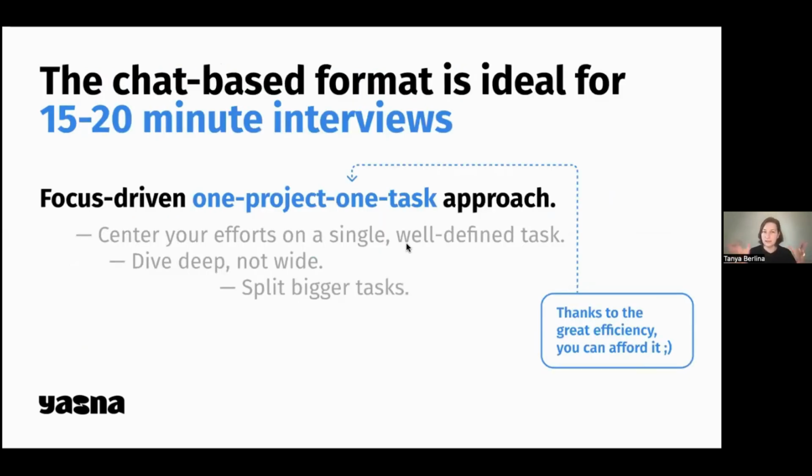As it's a chat-based conversation between an AI agent and a respondent, we believe that it is really fruitful when this conversation lasts for 15-20 minutes. Because if it's longer, based on our experience with a lot of projects, respondents get tired. They are not so happy and enthusiastic to answer all questions in a good manner. They're not that focused. That's why the focus-driven, one project, one task approach is relevant for conversational research. It works best. Now you should center your efforts on a single, well-defined task. It is very helpful, by the way, and a very healthy exercise for us researchers as well.